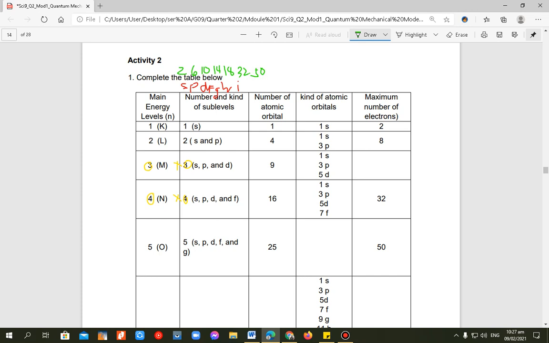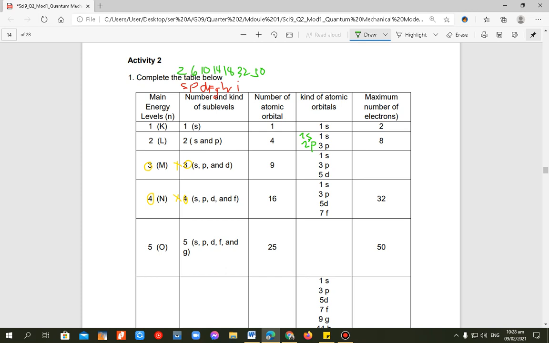So dito, paano nakuha yung kind of atomic orbitals? So as you can see, 1s. Isa lang yung sublevel dito, 1. So ito yung 1s doon. Dito naman sa 2, dalawa na sublevels. So meron po tayong S and P. Pwede po yung 2s or 2p. Pwede po yan.